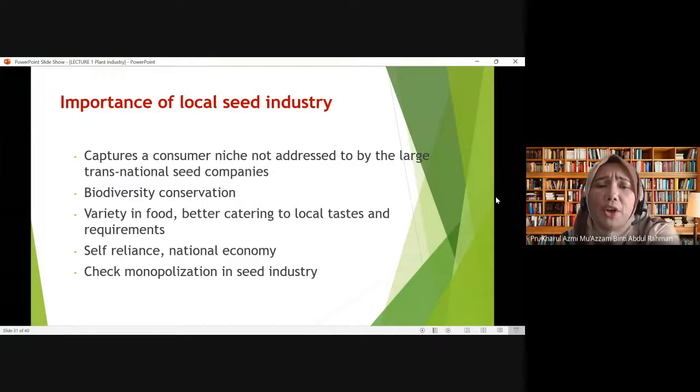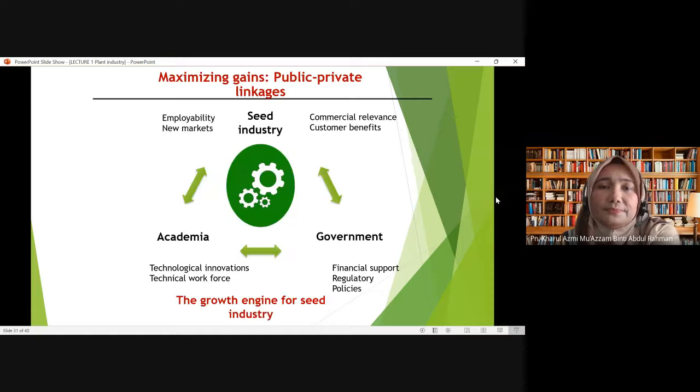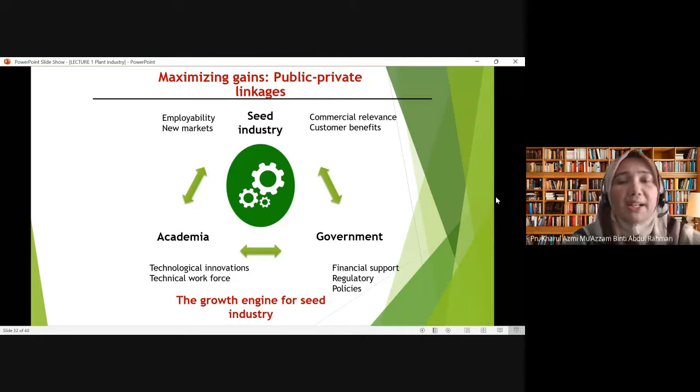And then we can check the monopolization in seed industry ya. Maksudnya kita tak nak satu je industri yang monopoli seed ni tadi. Okay. So this is the maximizing gain. Macam mana kita nak maximizekan lagi gains of the seed by the public-private linkage, dengan melibatkan penglibatan private lah, public-private, public ya.